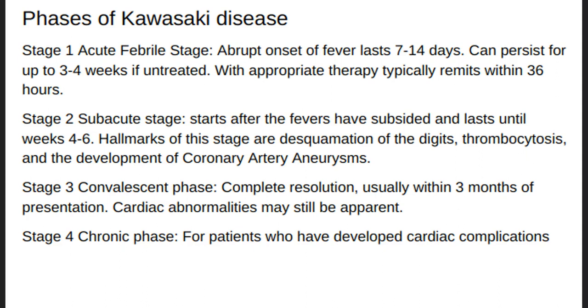The acute stage begins with an abrupt onset of fever and lasts approximately 7 to 14 days. The fever is typically high-spiking and remittent, with peak temperatures ranging from 102 to 104 degrees Fahrenheit or higher. This fever is not responsive to antibiotics and can persist for up to 3 to 4 weeks if untreated. With appropriate therapy with IVIG, the fever typically remits within 36 hours. In addition to fever and the diagnostic criteria mentioned later, signs and symptoms of this phase may include the following.